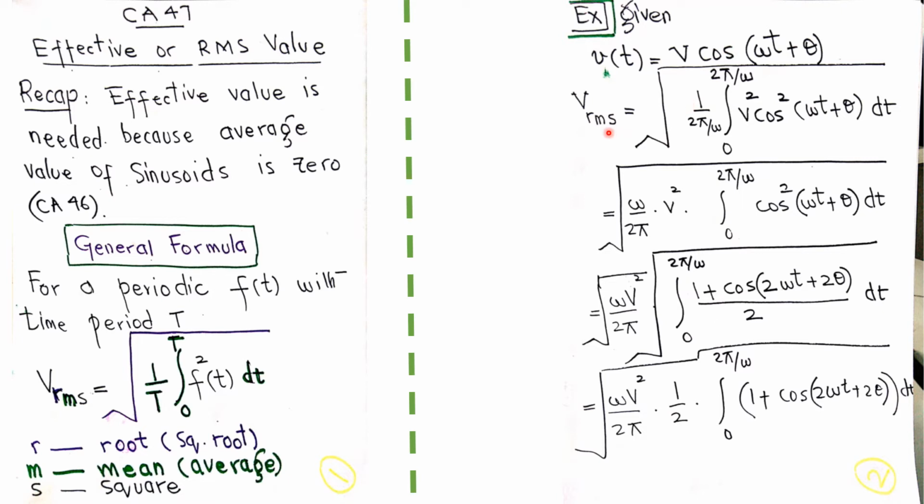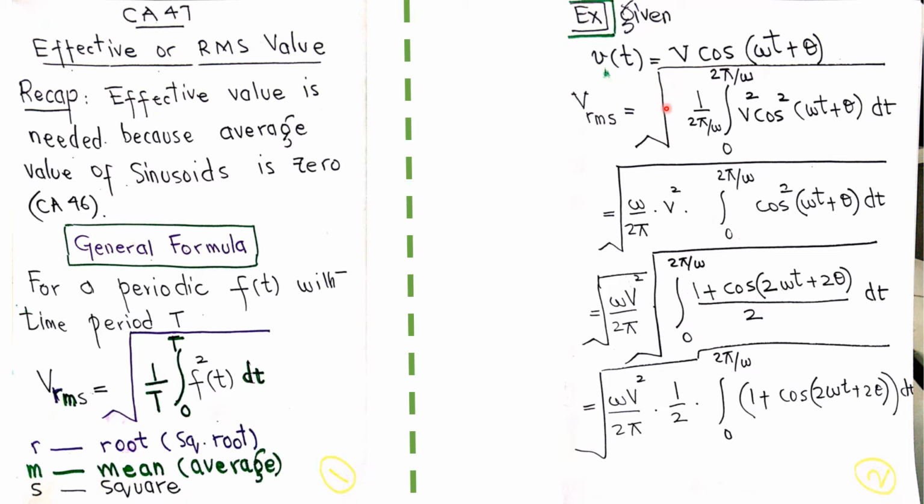VRMS for this signal would be, applying the root mean square formula, first square it, V squared cos squared omega t plus theta. The second operation is computing mean, integrated over its time period. In the last lecture we studied that for any signal with angular frequency omega, the time period is 2 pi over omega. You can refer to my lecture 46 if you cannot understand this. T is 2 pi over omega. We divide by T, and then as a last step we compute the root, that is square root.